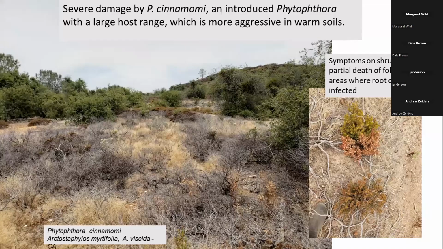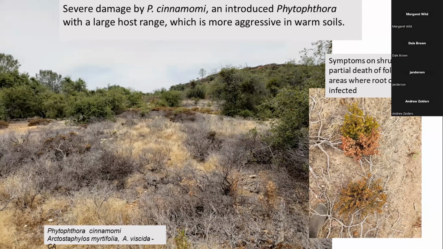Another one we're concerned about is Phytophthora cinnamomi. This is a photo in California of it wiping out some native manzanita that are rare and endangered. And this is in a very dry environment in California. We've found cinnamomi in nurseries here. It likes warmer soil conditions.